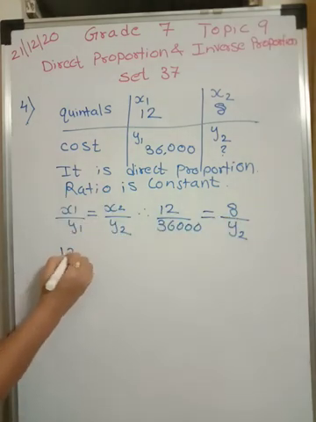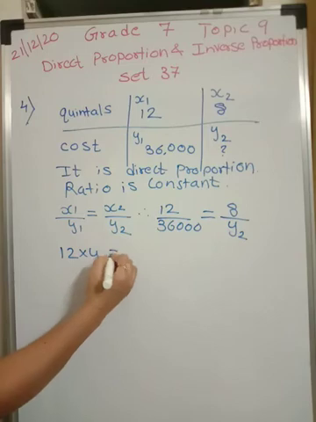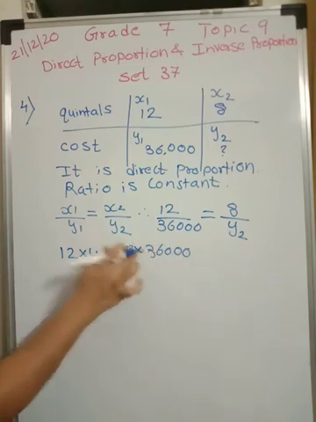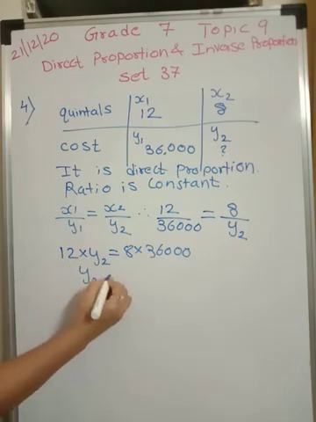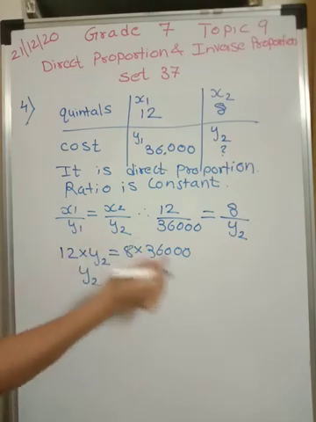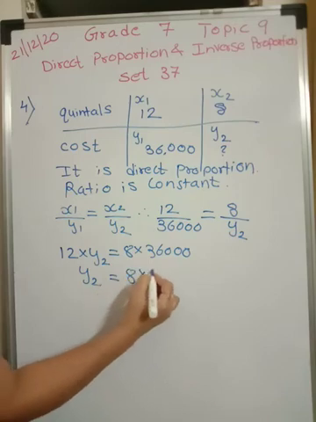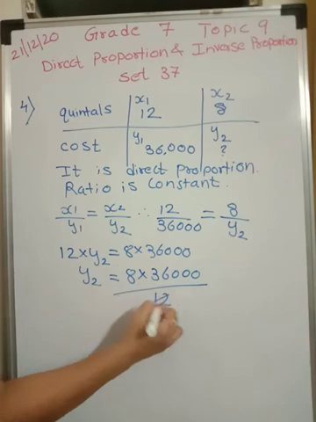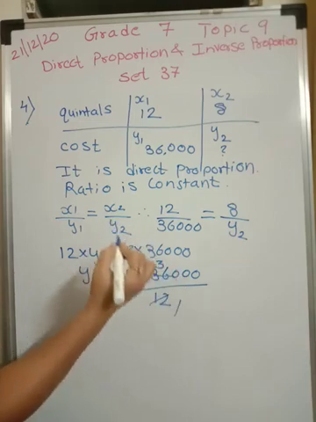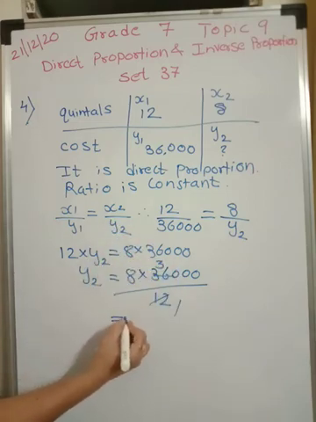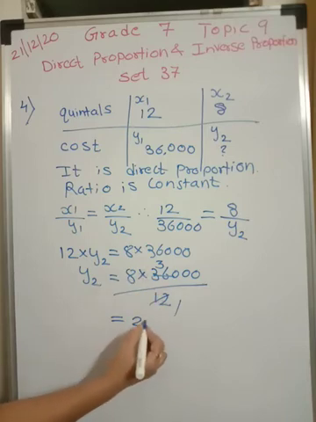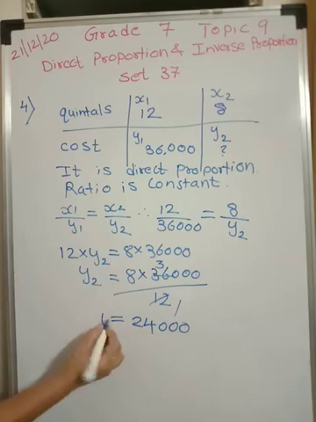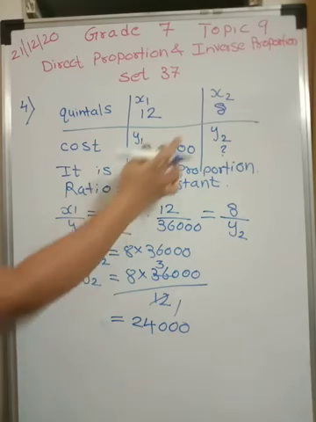Cross multiply. 12 into y2 will be equal to 8 into 36,000. So we want y2. Shift 12 that side. Here it is multiplication, after shifting it will be division. 8 into 36,000 upon 12. 12 ones are 12, 12 threes are 36. So 3000 into 8. 8 threes are 24 and these 3 zeros, 1, 2, 3. So your answer is, what is the cost of 8 quintals?